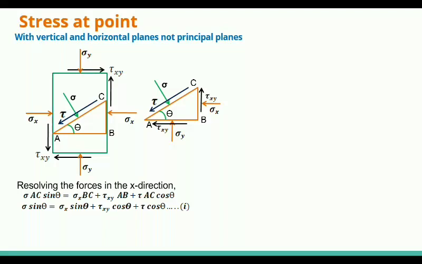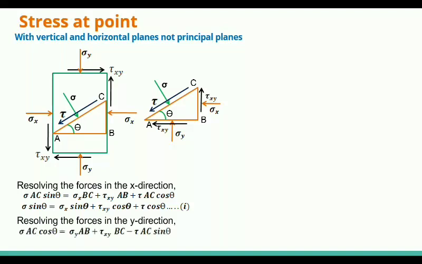Now we can resolve all the forces in the y direction, right? Just try yourself also. Resolving the forces in the y direction, we get this result: sigma AC into 1, so we have written sigma AC cos theta is equal to sigma y AB plus tau xy BC minus tau AC sin theta. Divide by AC on both sides, and you get sigma cos theta equals sigma y cos theta plus tau xy sin theta minus tau sin theta. Just assume this is the second equation.